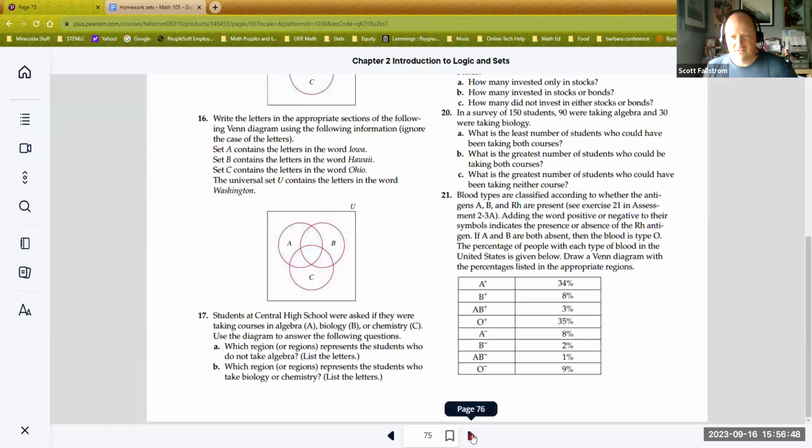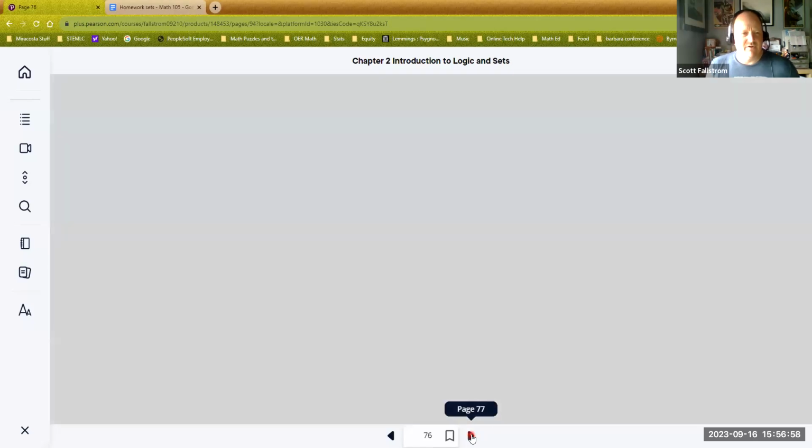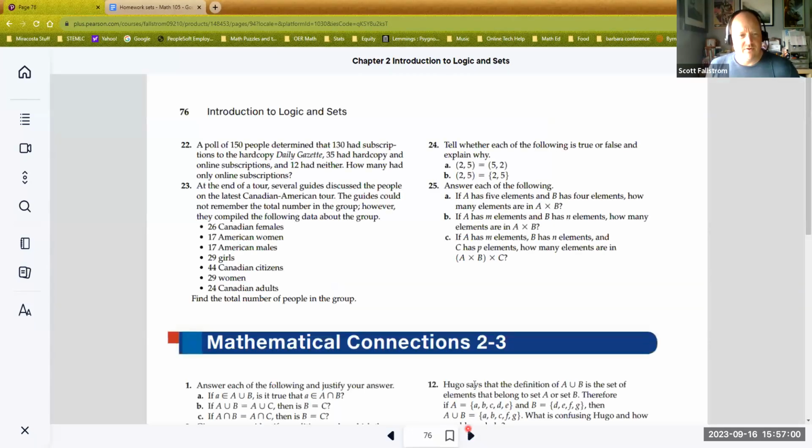100,000 RH. Yeah, so these are very similar. Survey of 150, 90 algebra, 30 taking biology. What's the smallest number that could be taking both? What's the greatest number that could be taking both? So again, very similar to what we've talked about in the other questions. This is the one we started doing in class.